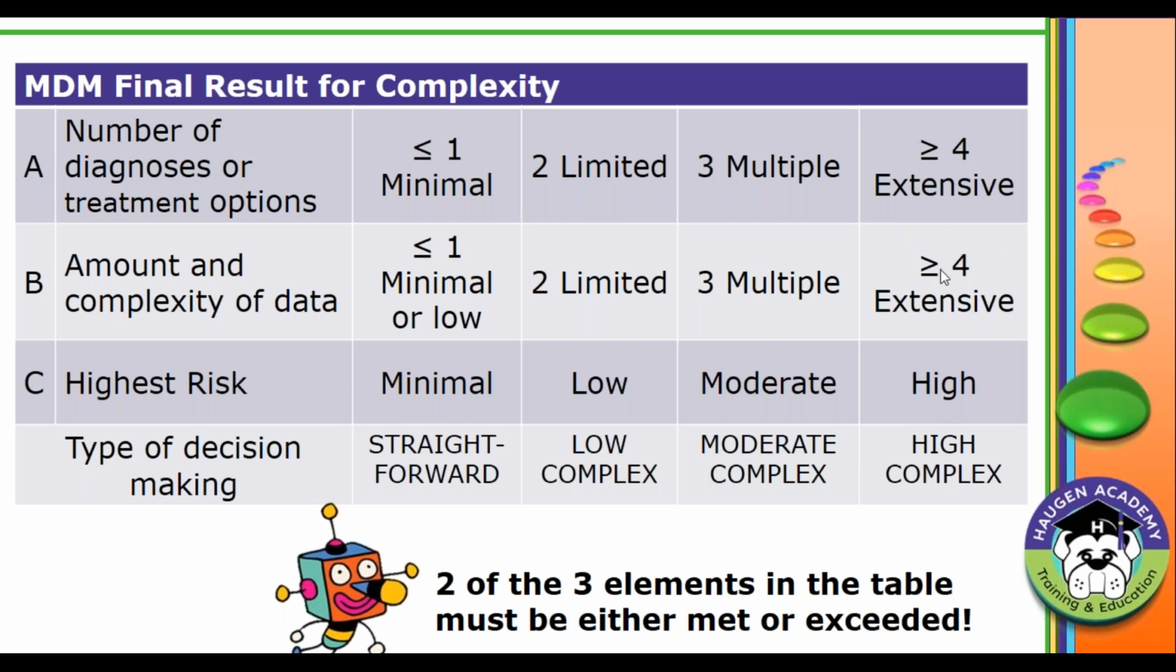So let's just run through an example to demonstrate that. We'll say that we end up with 3 points in that first table for number of diagnoses or management options. Maybe we end up with 1 point for data down here for table B, and then our highest risk is either going to be moderate or high. We're going to be at least at this moderate level here because that's where we have 2 out of the 3 tables either meet or exceeding that moderate level type of decision making. So 2 out of the 3 elements there must meet or exceed.